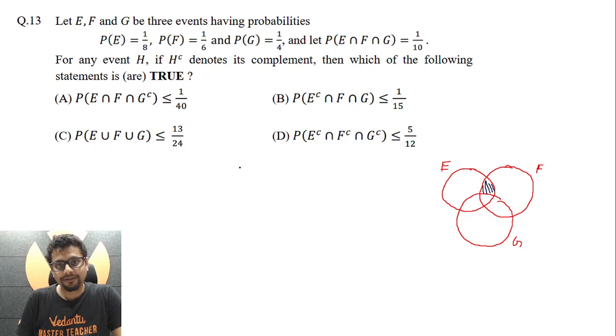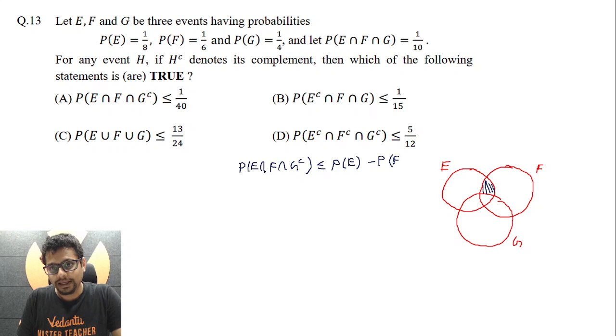So this I can say for sure with the given information that probability of E intersection F intersection not G, G bar you may say or G complement, is definitely less than or equal to probability of E minus probability of E intersection F intersection G. Now we could have even used probability of F minus probability of E intersection F intersection G, but I have taken this. Why? Because probability of E is less than probability of F. So this gives me a stricter, a more strong constraint.